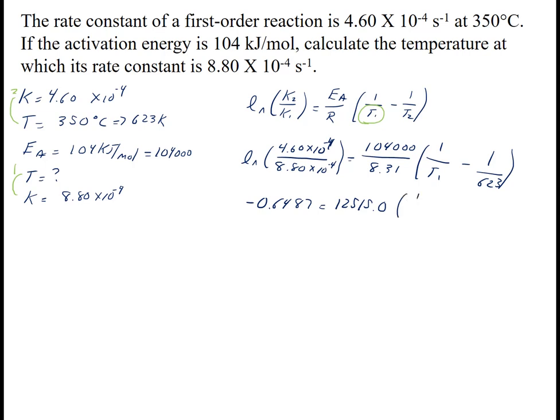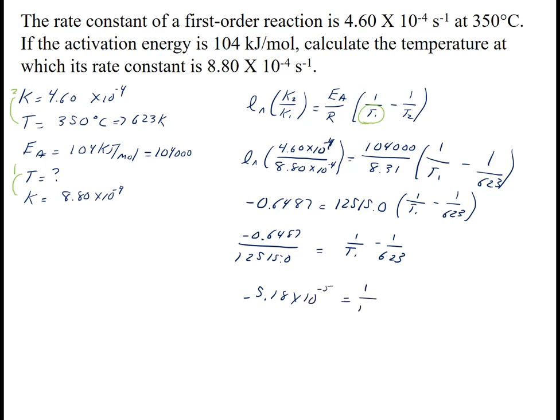So that still leaves me 1 over T1 minus 1 over 623. So I'm going to divide both sides by the 12,515, so negative 0.6487 divided by 12,515 gives me 1 over T1 minus 1 over 623. I can lose the parentheses now. So dividing these two gives me a negative 5.18 times 10 to the minus fifth, 1 over T1.